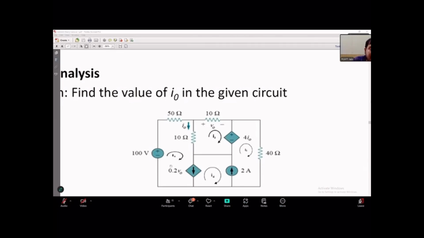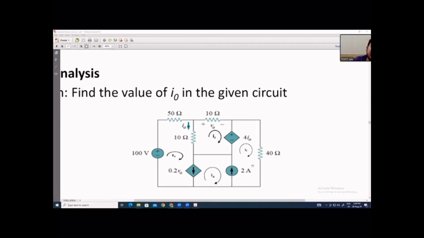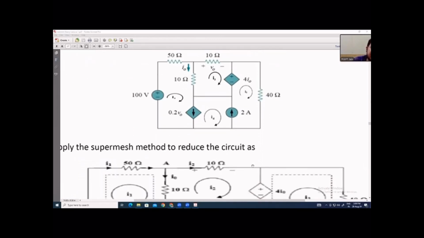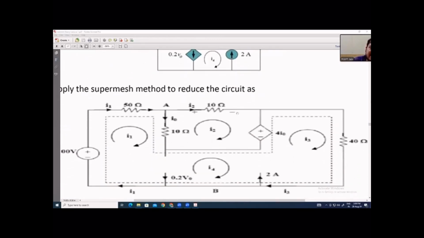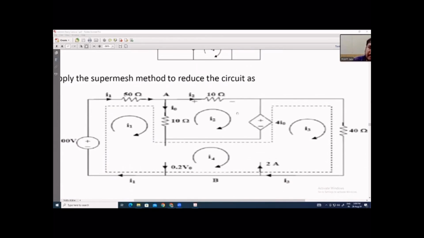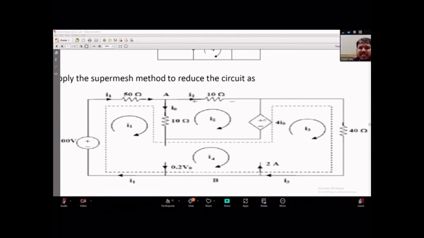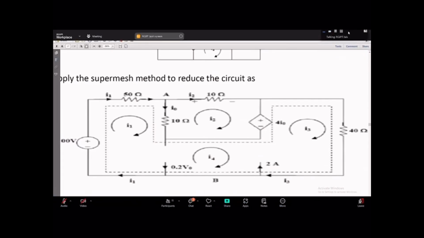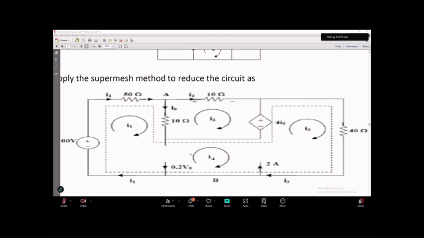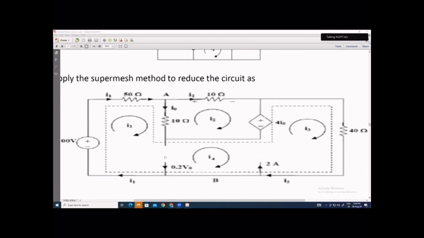The super mesh will consist of mesh 1 and mesh 3. Okay, this structure. So mesh 2 will be okay. There is no common source, there is a resistance here, there is a dependent voltage source here. But mesh 1, mesh 4, and mesh 3 will be combined as a super mesh, because in between there were current sources.